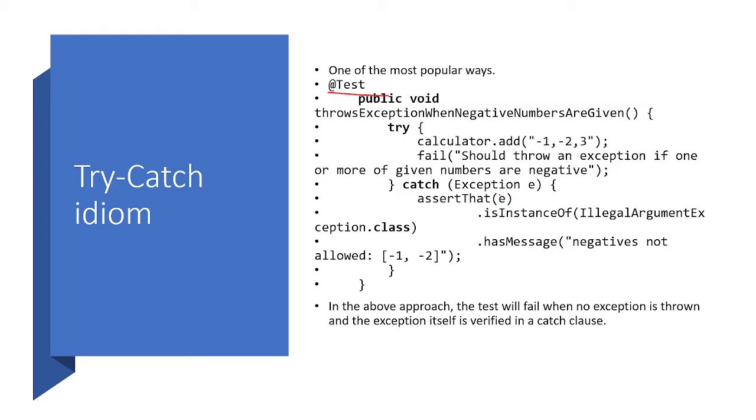And catch Exception e, right here. Assert that it is an instance of the IllegalArgumentException class, and has the message "negative not allowed". In the above code, the test will fail when no exception is thrown. So we're basically saying the test fails when no exception is thrown, and the exception itself is verified with a catch clause right here.